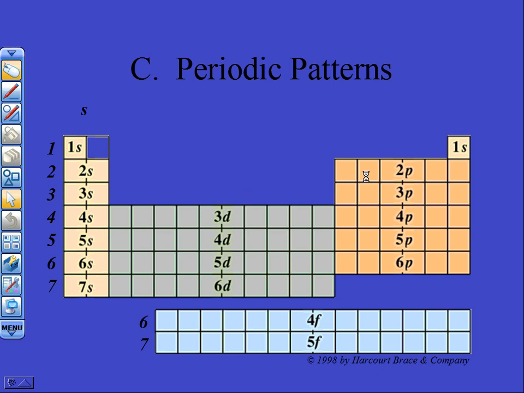And p's can hold 6 if you count your blanks here: 1, 2, 3, 4, 5, 6. Here is p1, p2, p3, p4, p5, p6. All your noble gases, with the exception of helium, because he really kind of belongs right there, they all end in p6. D's can hold 10: d1, d2, d3, d4, d5, d6, d7, d8, d9, d10. See a pattern going on? And f's can hold 14. If you count here, those are 14 blanks down there.